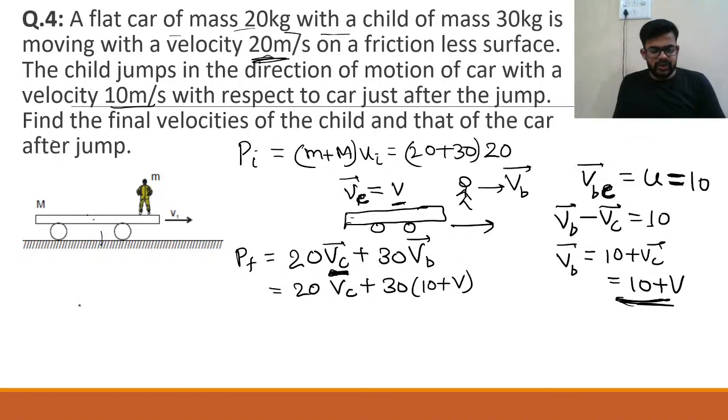We know one thing: there is no external force, so initial momentum will be equal to final momentum. Let us write the value. The initial momentum of the system was (20 plus 30) into 20. So directly I can write it.